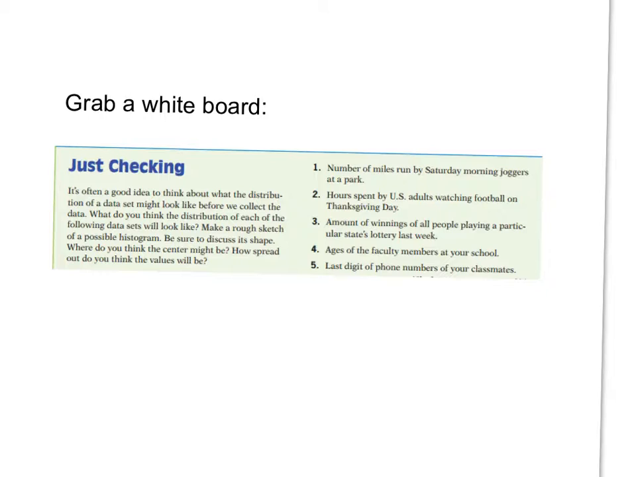Alright, so number 1, number of miles run by Saturday morning joggers at the park. So your textbook said that this is probably symmetric, slightly skewed to the right, centered around 3 miles maybe, and very few over 10. So I would be in that weird scenario because I run long distance, higher mileage, but most people are probably in the low mileage category. So it'd be pretty symmetric.